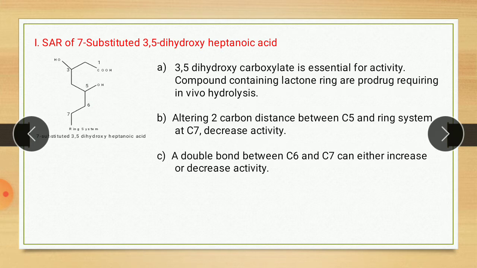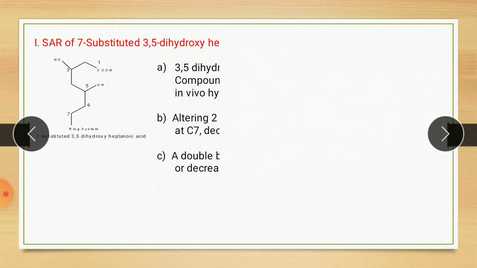Then the third one is a double bond between carbon 6 and carbon 7, which can either increase or decrease the activity. If we insert the double bond between 6 and 7, then the activity decreases. So this is the SAR of the first component. Now the second, the SAR of ring A.